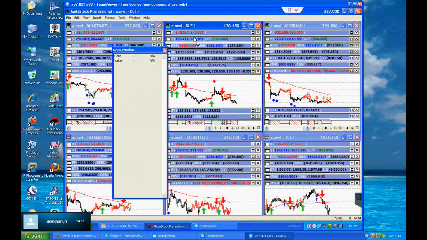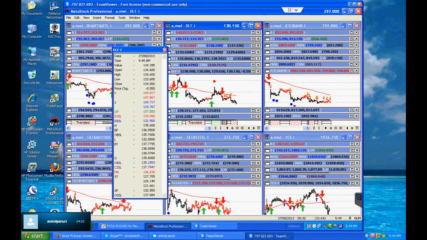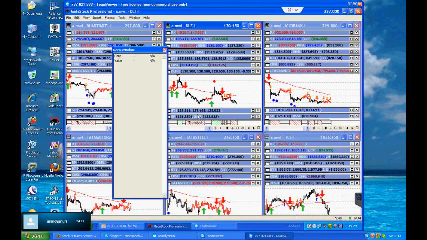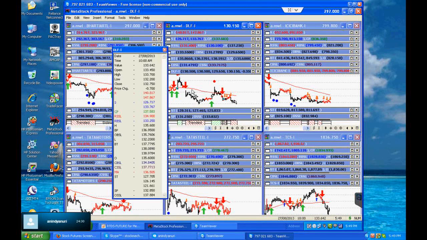But those who are watching the screen completely have a lot of advantage, because everything is done. You don't have to do any analysis. All the analysis is built into the signals. So you just watch and trade. When the signal comes, you have to trade. So this is as far as the DLF chart is concerned.